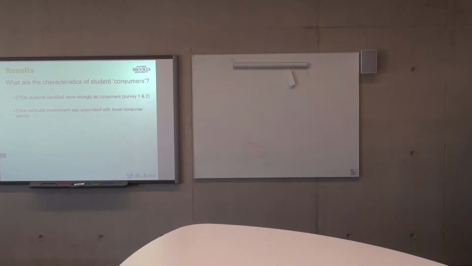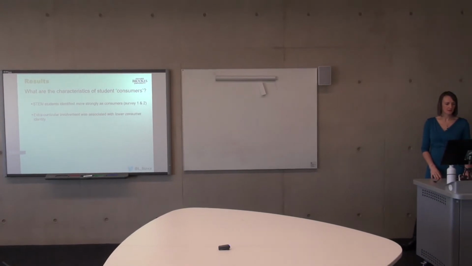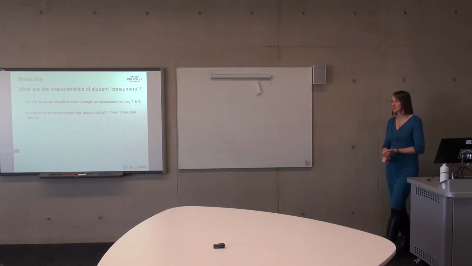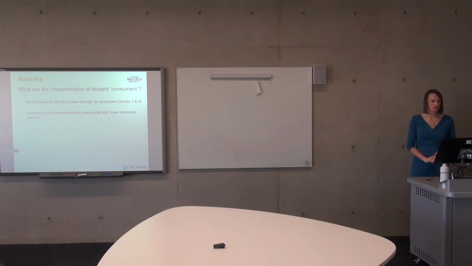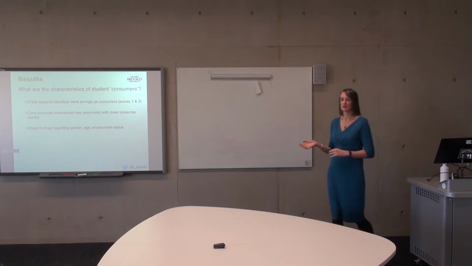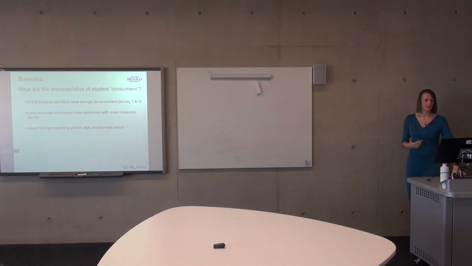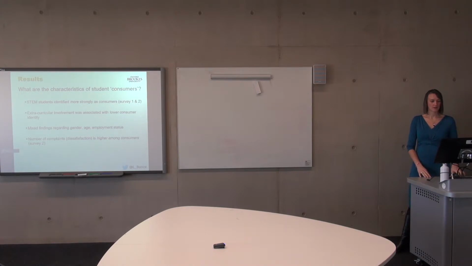We also, as part of the survey, asked students about their general involvement in university life. We found that students that were more involved, so they did things like belong to a sport, belong to a student union society, or were a student rep on their course, were less likely to identify as consumers. But in the other surveys, we got mixed findings regarding gender, age, and employment status. In one of the surveys, we found that it was associated with identifying more as a consumer, and in another survey as less. So there are less clear-cut results about the effect of age and gender and having a job alongside your studies. And we also found in survey 2, we looked at the extent to which students complained about their course, and that was higher among student consumers in the second survey.